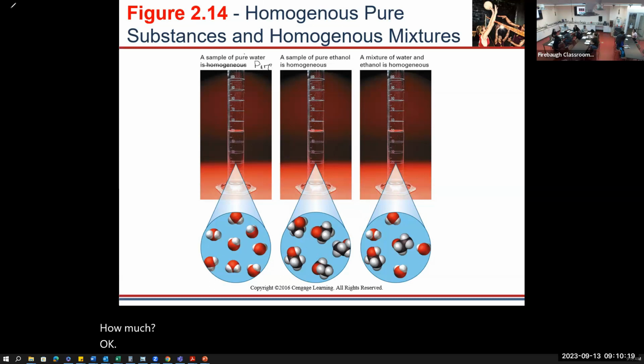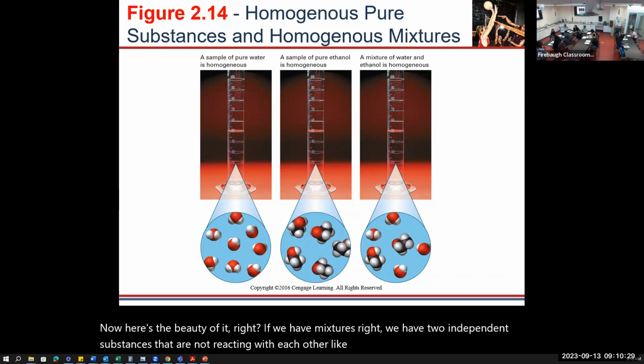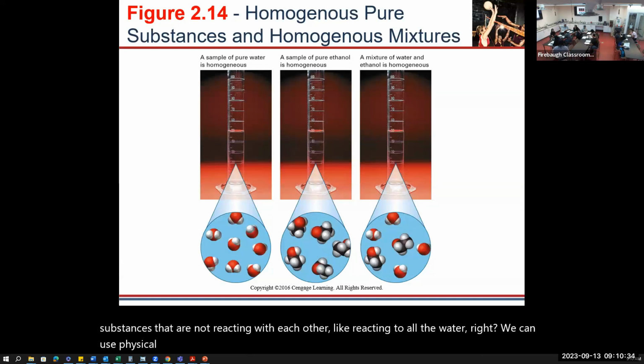Any questions so far? Now here's the beauty of it, right? If we have mixtures, two independent substances that are not reacting with each other, like the ethanol and water, we can use physical properties or physical characteristics to separate them.